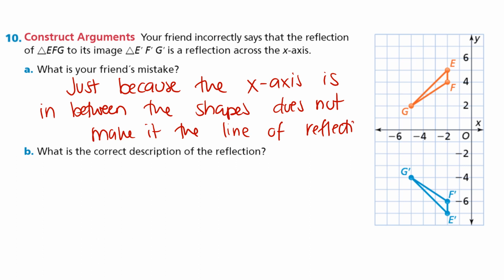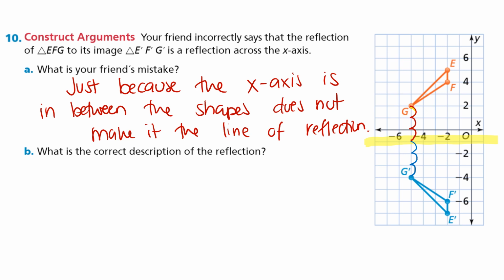To be the line of reflection, you have to look for the line that is exactly halfway between the two shapes. Exactly halfway between the two shapes would be this line here that I've highlighted in yellow, which you can count. The G point is 1, 2, 3 points away from the line. The G prime value is also 3 points away from the line.